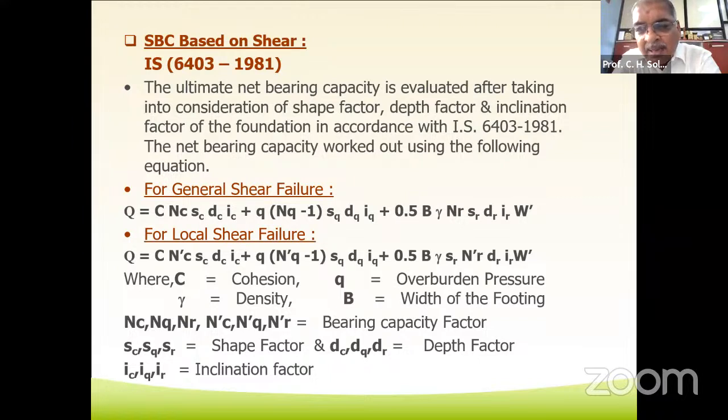You may have to find out the bearing capacity by considering the soil types. In case of loose and very loose sand, the soil comes under the category of local shear failure, whereas dense and very dense sand comes under the category of general shear failure. Similarly, soft and very soft clay comes under local shear failure, whereas stiff and hard clays come under general shear failure. So considering this, we need to calculate the bearing capacity of the foundations.